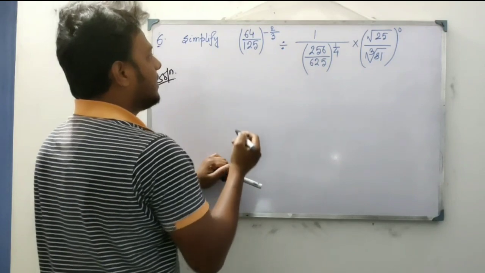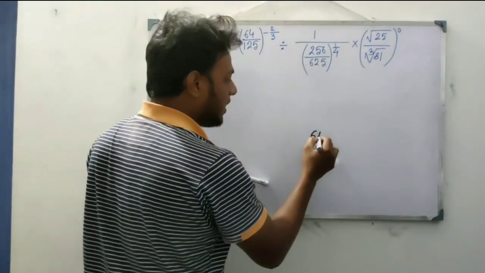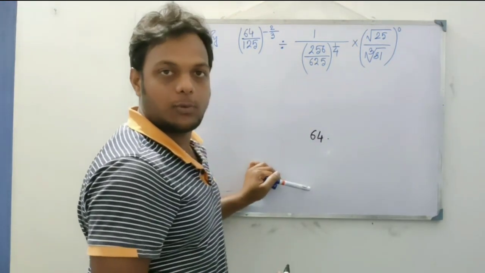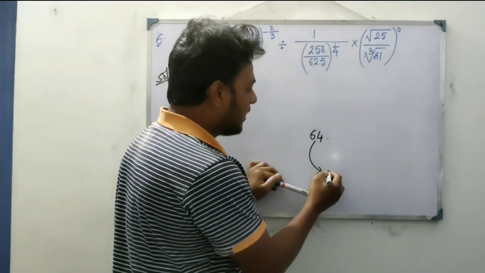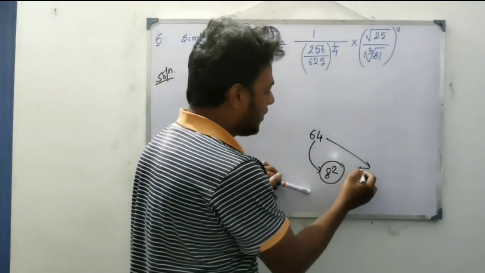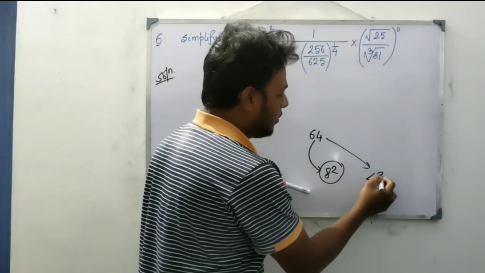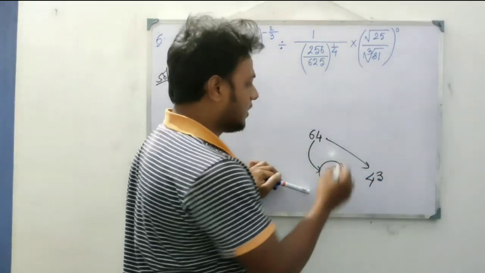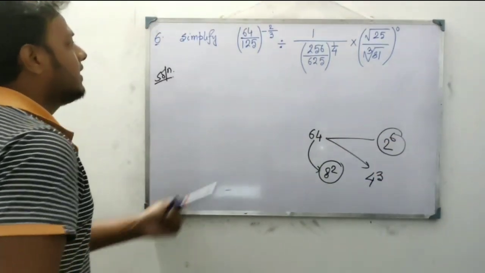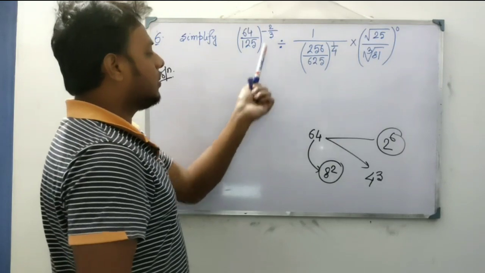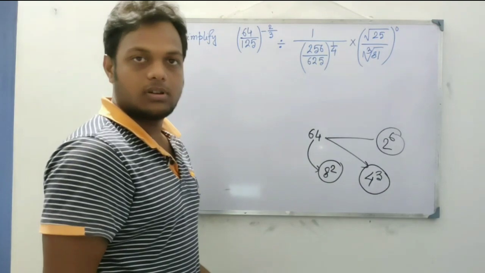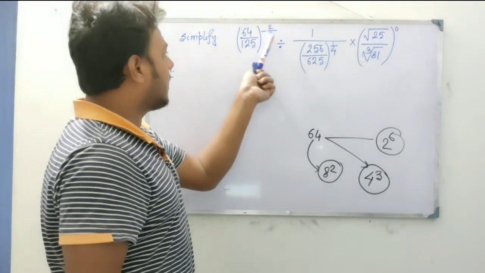So 64 is a number, and we can express this 64 in the form of an exponent. How many ways are there? We can write here 8 square, this means 64, this is called exponent form. And also we can write 4 cube, and also you can write 2 to the power 6. So which one is suitable here? Since here the denominator is 3, it will be better if we express 64 in the form of 4 cube. Understood? Then we can cancel the 3.